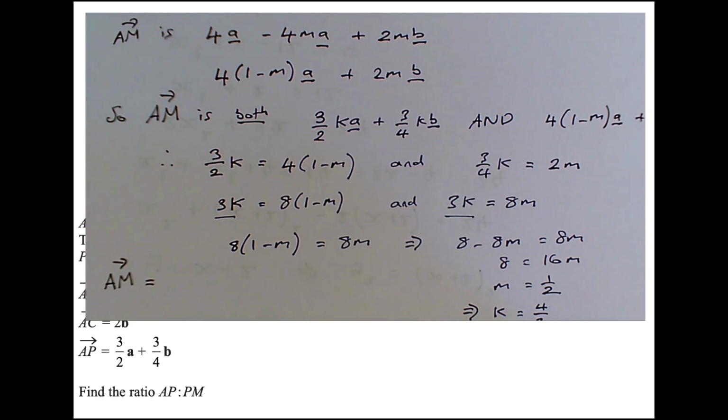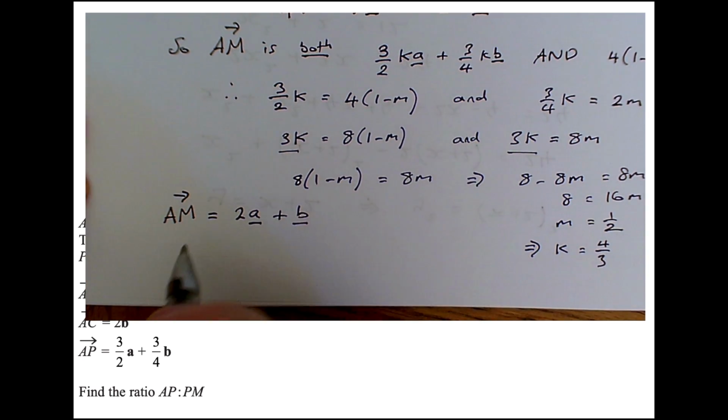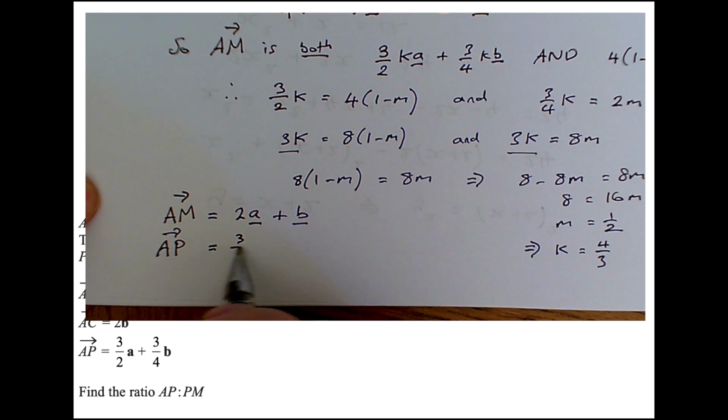Okay, 3 over 2k, and I know k is equal to 4/3. 4/3 times 3 over 2 is equal to 12 over 6. 12 over 6 is 2, so I can write down 2A. And I know that 3/4 times 4/3 is going to be 1. So that's it. A to M is the vector 2A plus B. And A to P, which was given at the beginning of the question, just below what I'm writing now, was 1.5A plus 3/4 B. And that's reassuring that we got it right because they're obviously in the same direction.